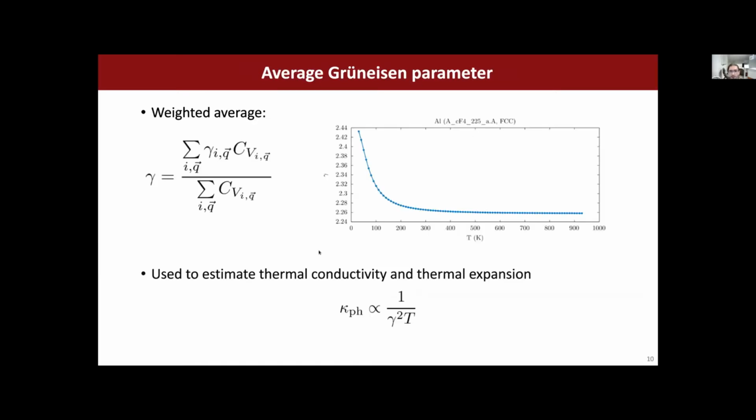Another good piece of information which we can extract from the data shown before is a weighted average using the mode-dependent Grüneisen parameters weighted by the heat capacity of each phonon oscillator. This gives you a good proxy to estimate either thermal conductivity or thermal expansion. And if you recall the talk on AEGL, it was mentioned that the thermal conductivity is inversely proportional to the square of the Grüneisen parameter.